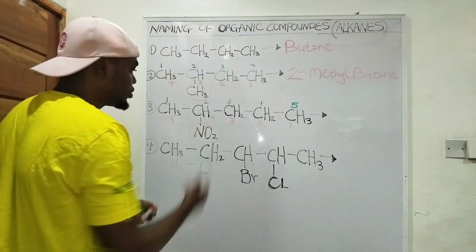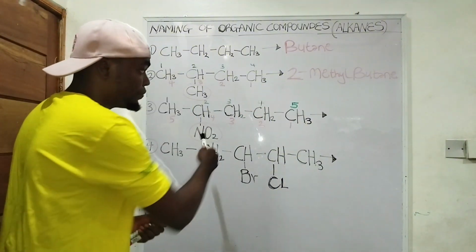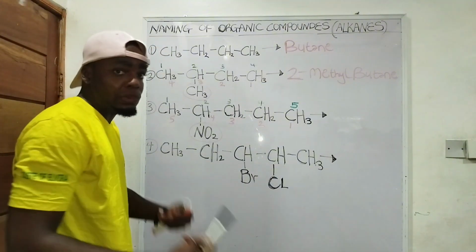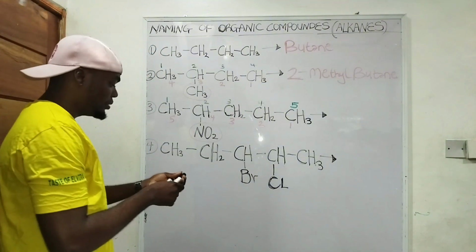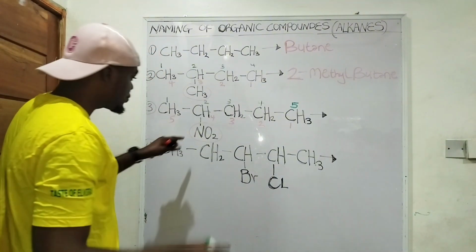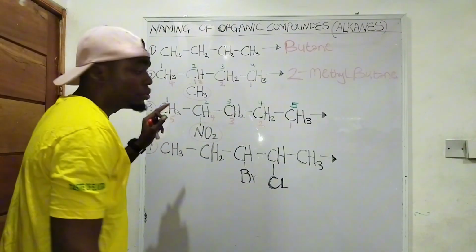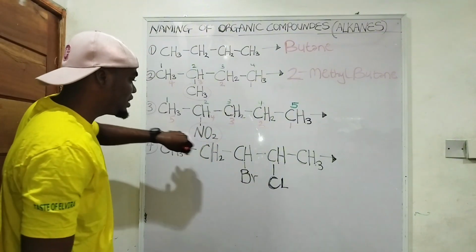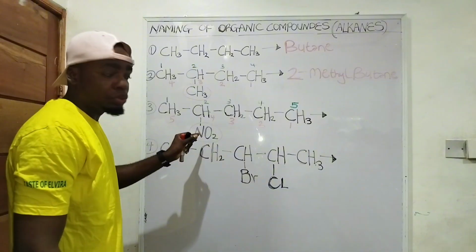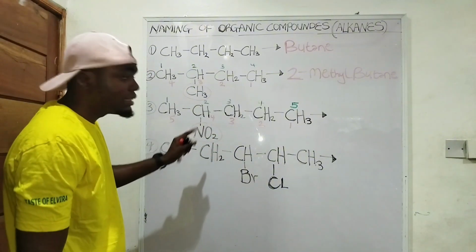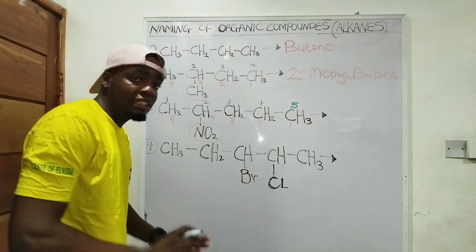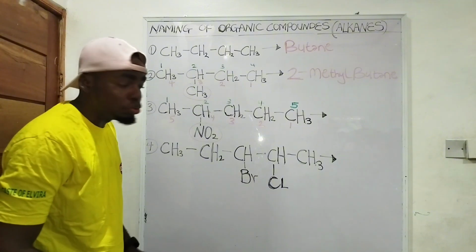So now let's name this particular structure. You can attempt it before I name it so that you see if you have learned one or two, understand? So let's name the structure right now. Like I stated earlier, once you want to name a structure, you must first start with the naming of the substituent. So the substituent we have here is NO2, and when you want to name it in organic chemistry, you name it as nitro. Nitro.